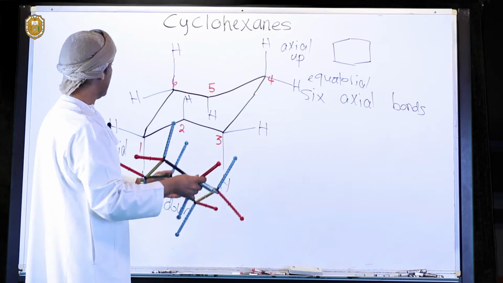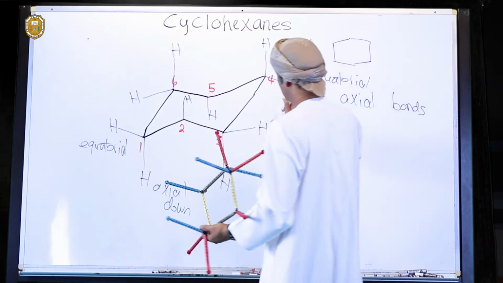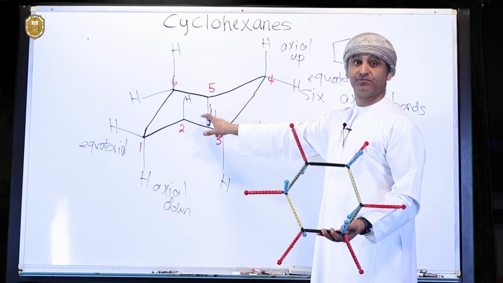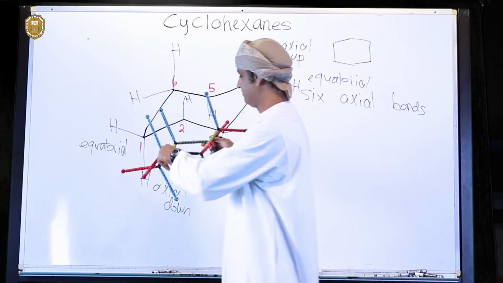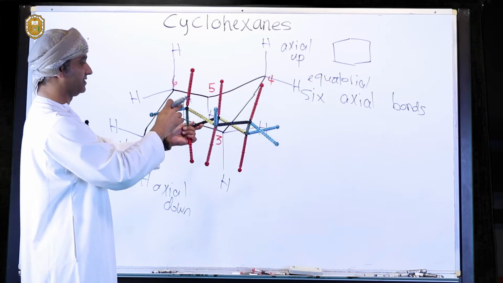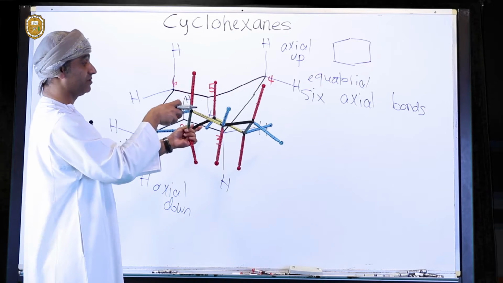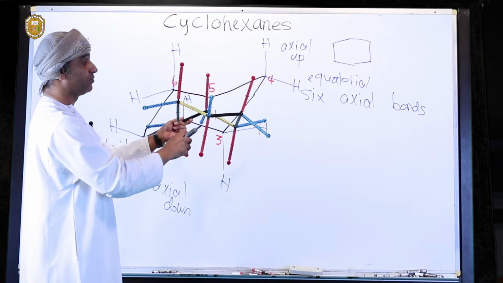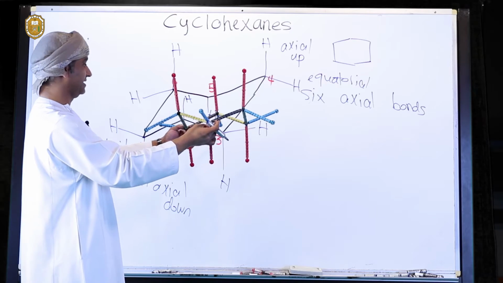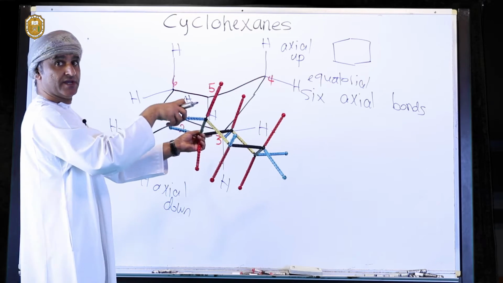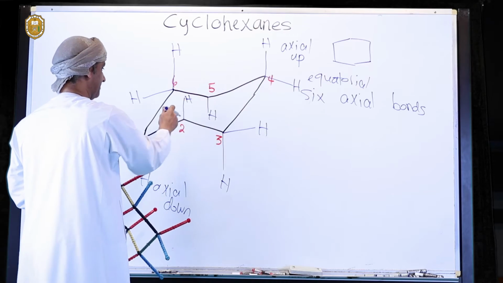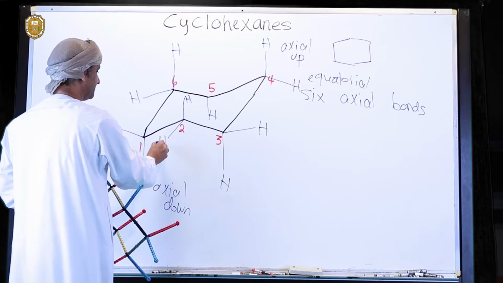Okay, so we have drawn so far 4 equatorial bonds. We have 2 more to go, on carbon number 2 and carbon number 5. The equatorial bond on carbon number 2 should actually be parallel with the black bonds, the bonds between 4 and 3 and 6 and 1. So this CH bond should be parallel with that line and this line. So this is how we should draw it.